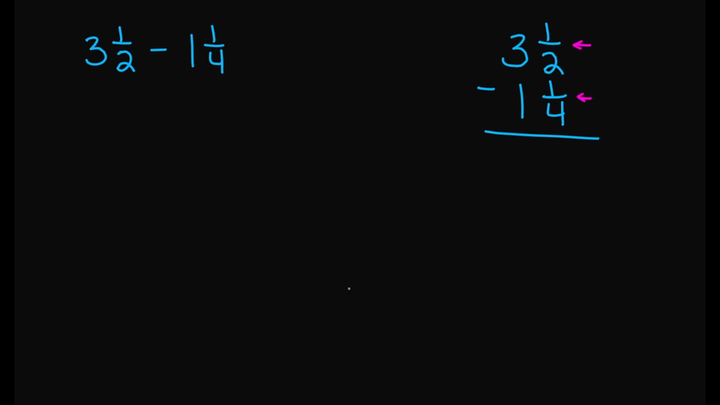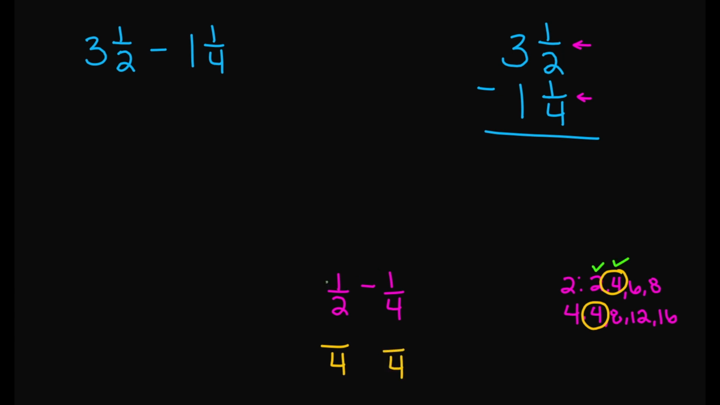So I'm going to come here. We have 1/2 minus 1/4. I'm going to list the multiples for my 2 and then the multiples for my 4. The least common multiple between my 2 and my 4 is going to be the number 4. So that means I need to get 4 in my denominator so that we can subtract. So I need to get a 4 here and then a 4 here. So I'm going to multiply top and bottom here by the number 2.